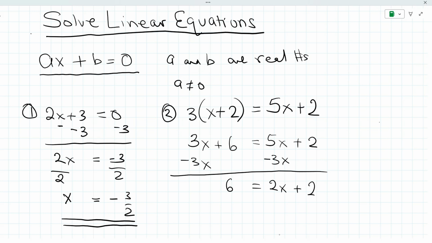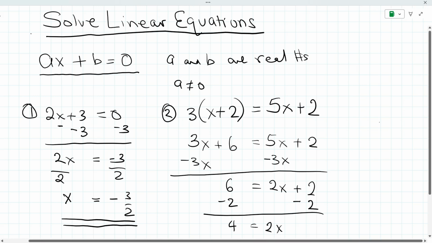Next, we have to subtract 2 from both sides. And finally, we have 4 is equal to 2x. And then here, of course, we have to divide each side by 2. Divide by 2, divide by 2. And it follows that x is equal to 2. And that would be our final answer.